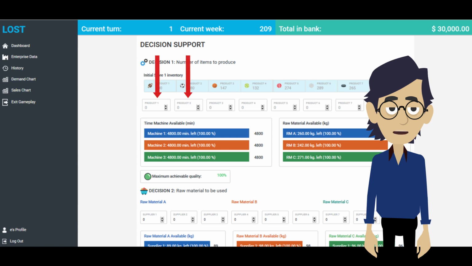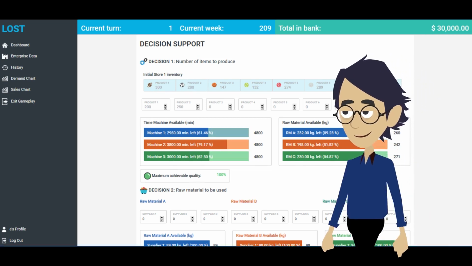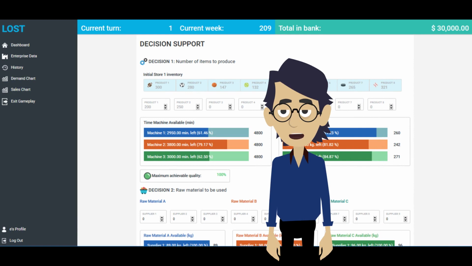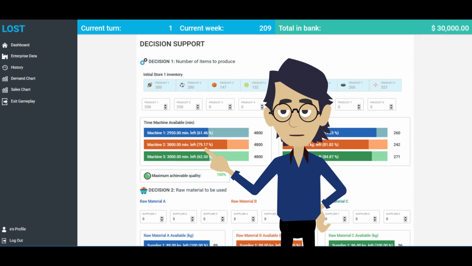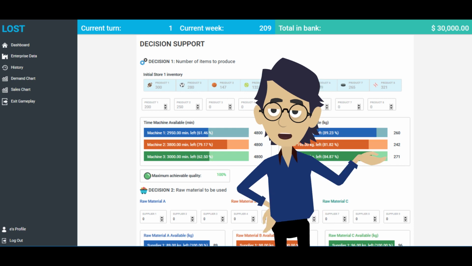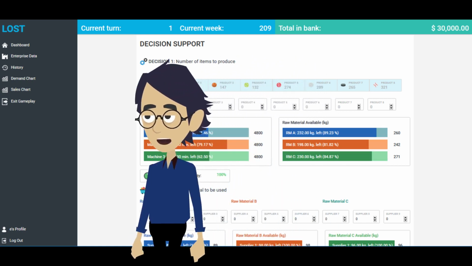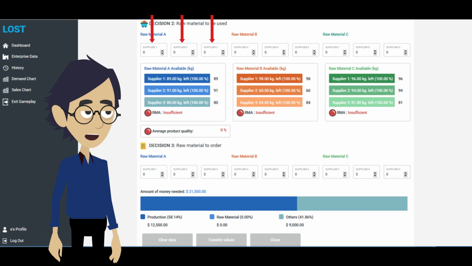For example, suppose we want to produce 200 units of product 1, and 250 of product 2. We put those amounts in the first two boxes. As you can see, these bars move to the left, and let us see the remaining minutes that we have in each machine. And these bars also move and let us see the available raw material. If we continue traveling through this screen, we will find that there is also help for our second decision-making.